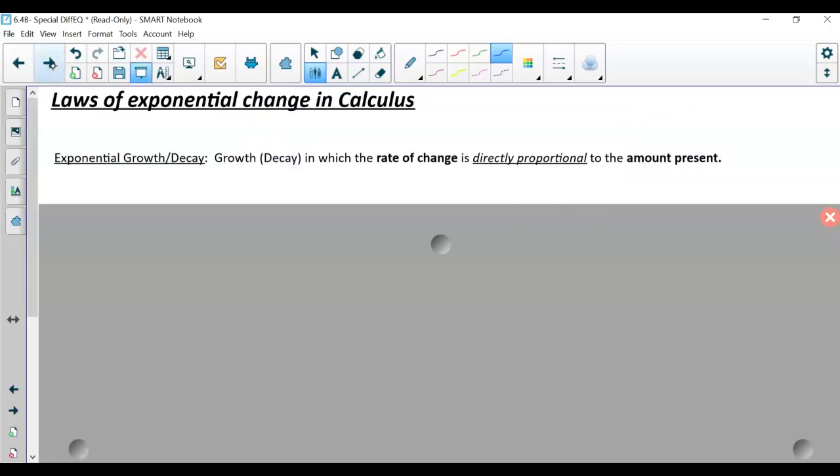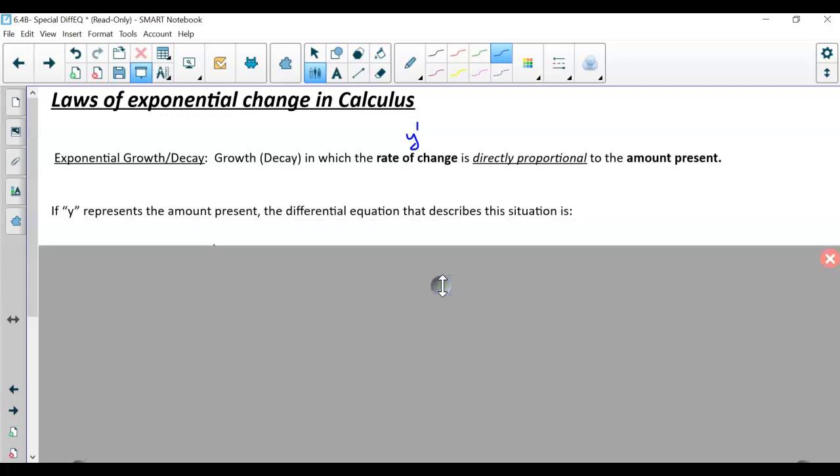Laws of exponential change in calculus. Well, exponential growth or decay, either one, in which we have a rate of change. We can really call that y prime, and we're going to call it something different than that, but where the rate of change is directly proportional to the amount present, okay? So what does that mean? That means your rate of change is directly proportional to the present amount.